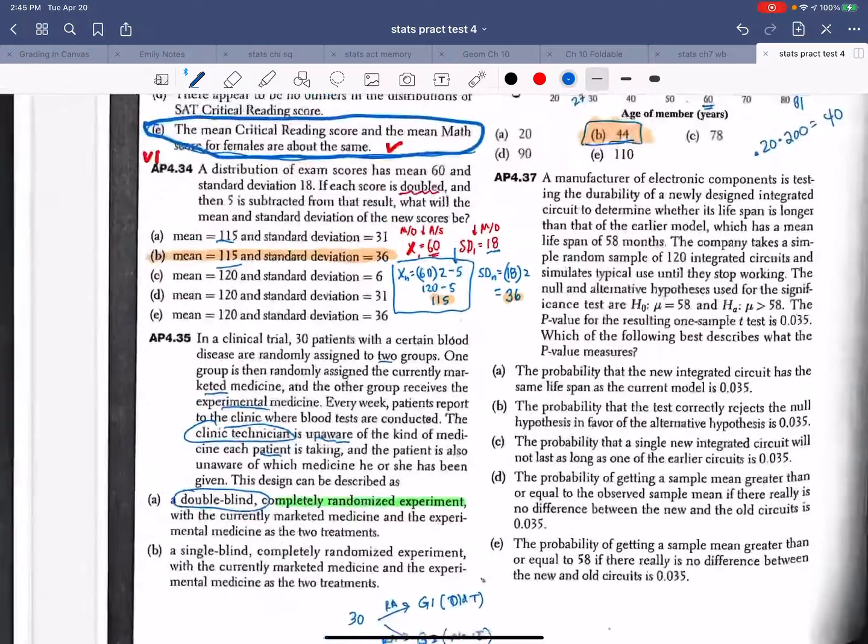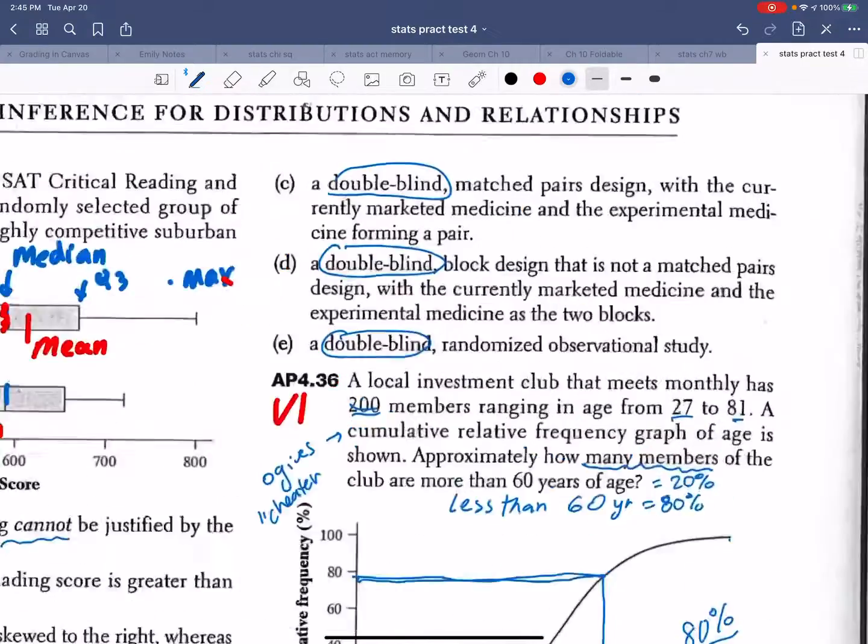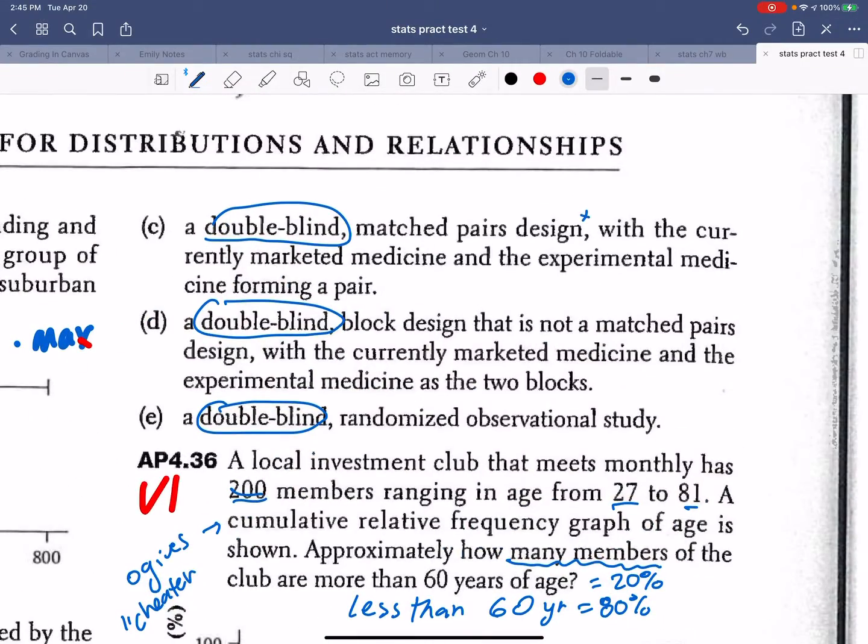Now let's look at the other ones. It looks like A is our answer, but let's dig a little deeper. A matched pair. It doesn't look like we did that. Would be nice. Block design. Block design would be, well, a matched pair of 2, but a block design, maybe we separated men and women. They didn't say they did that either.